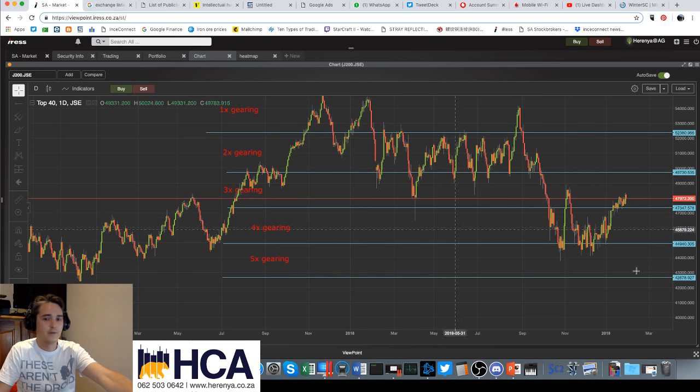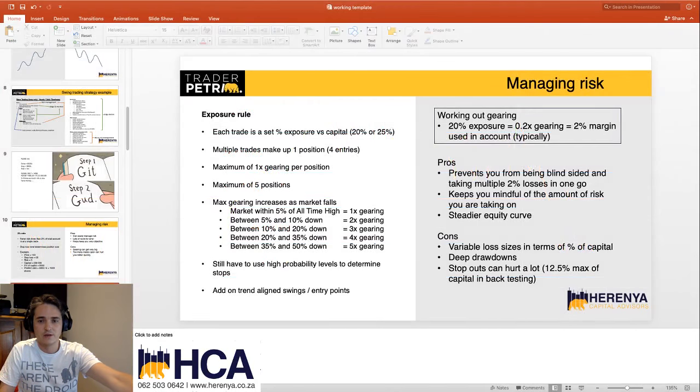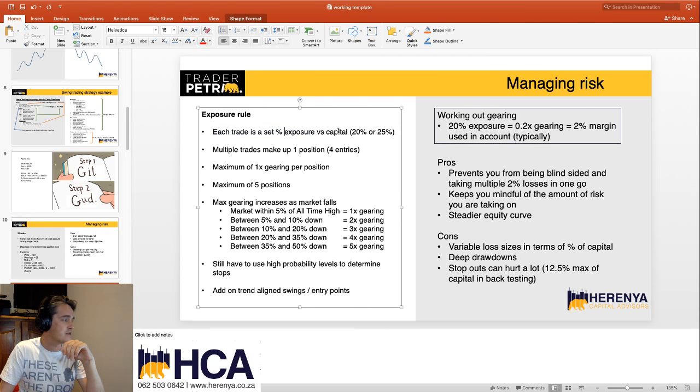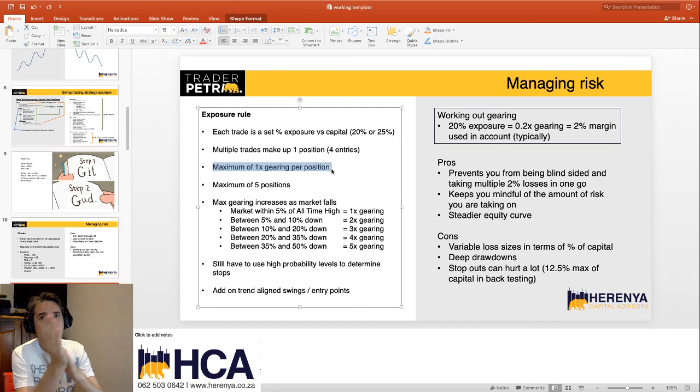So going back to our rule here, we can say that every trade has a set percentage of exposure versus capital, 20 or 25%. If we're on 20%, we are allowed to take a maximum of 5 positions. Maximum of gearing 1 per position. So if I'm trading MTN, I could potentially take, no.